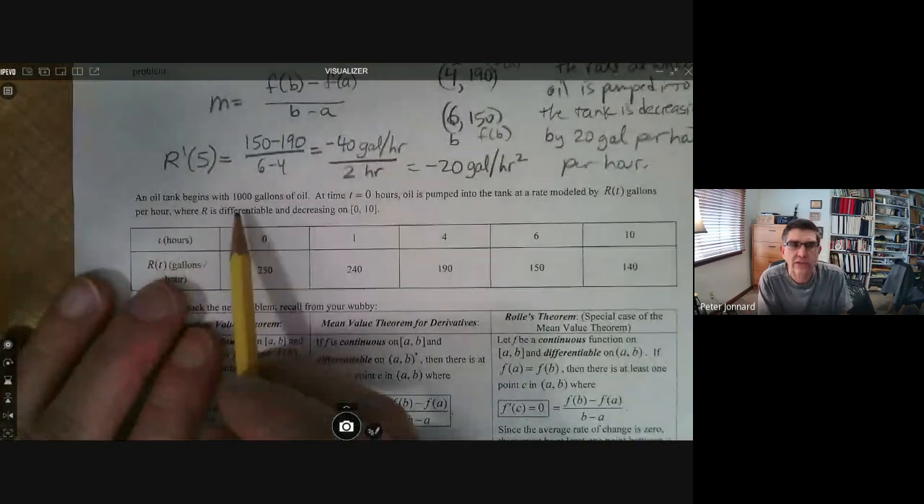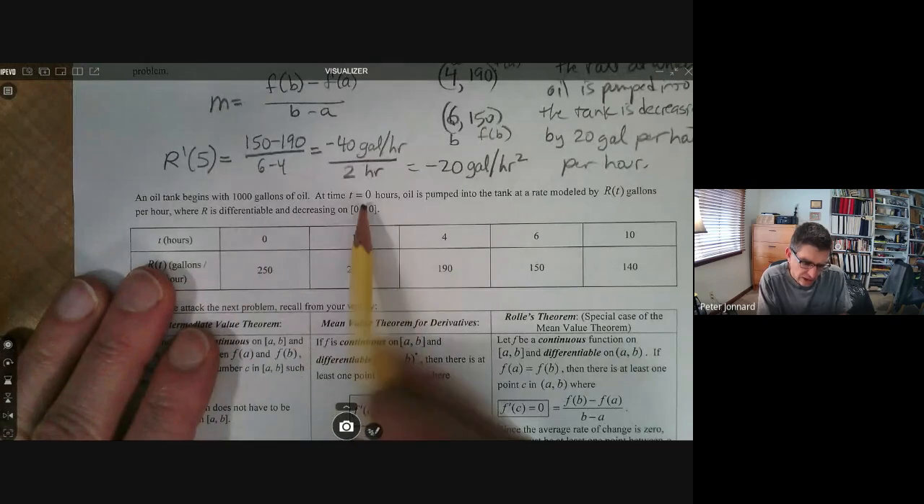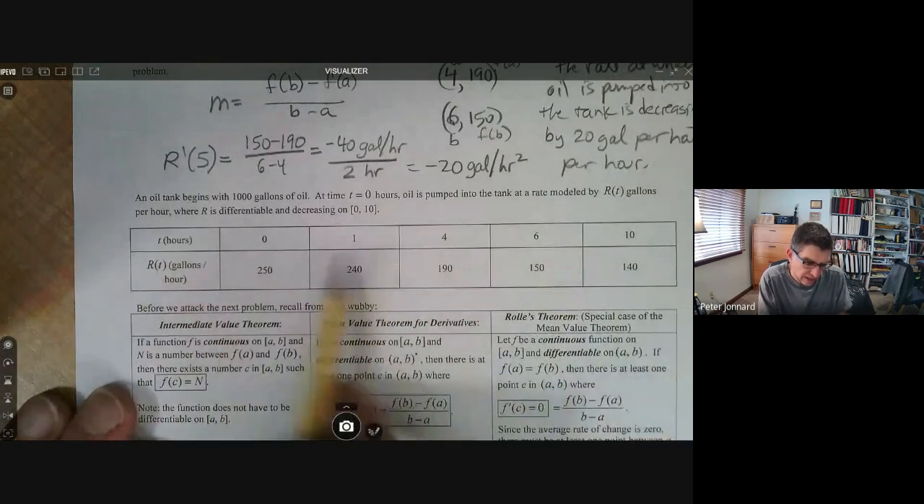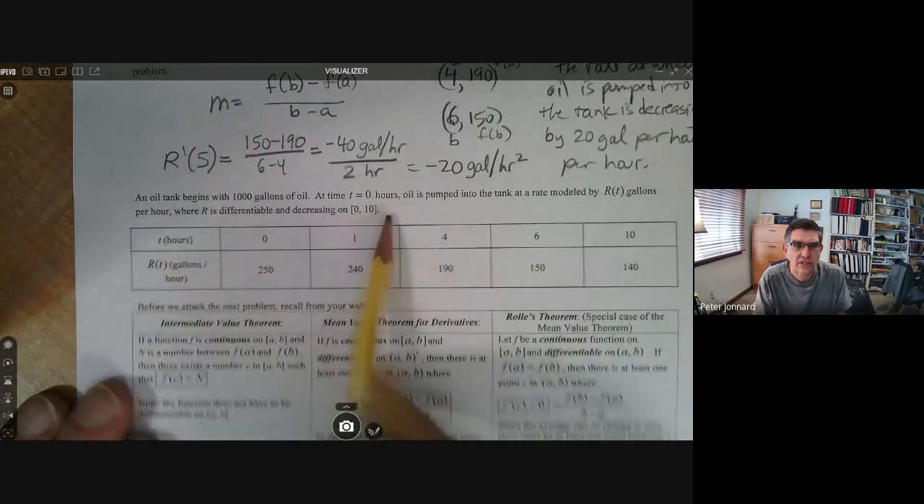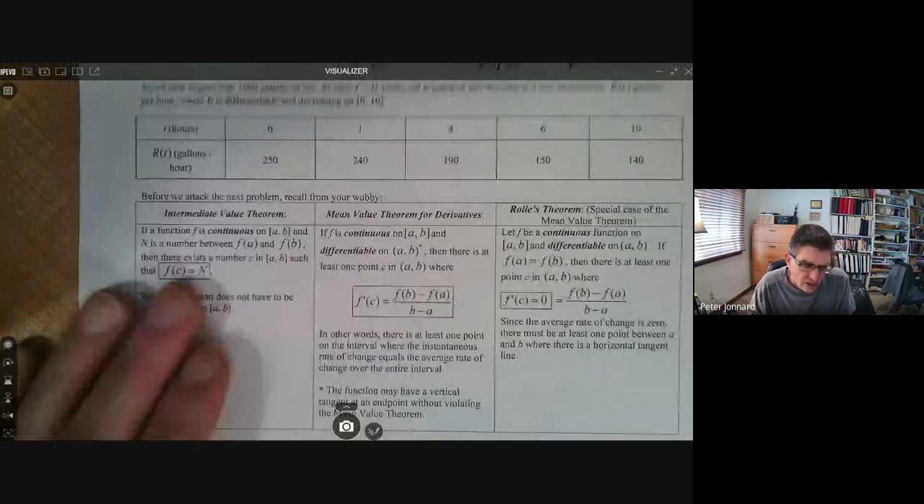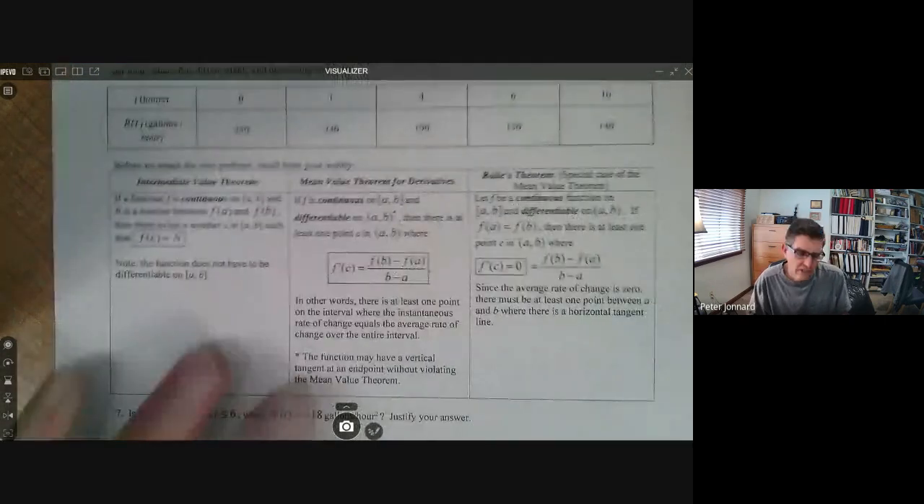The oil tank already had 1,000 gallons of oil in it at time 0. Oil is pumped into the tank at this rate model that's differentiable and decreasing on 0 to 10. Okay, before we move on and do the next problem, this is from your Wubby.